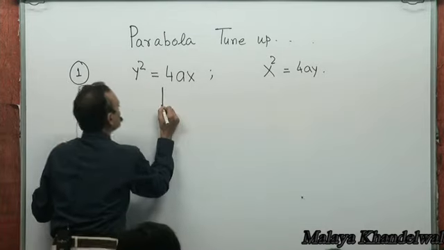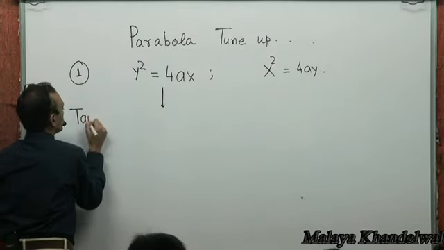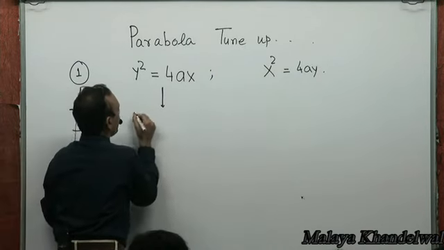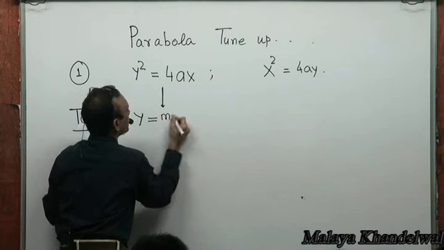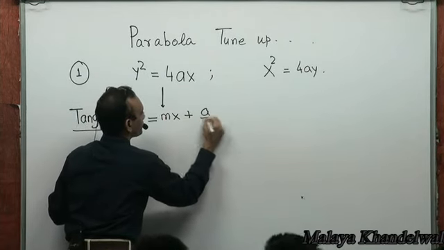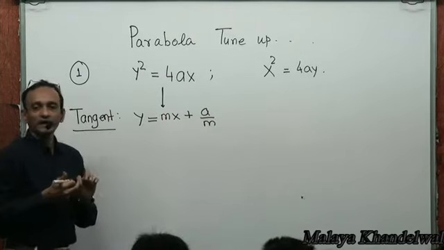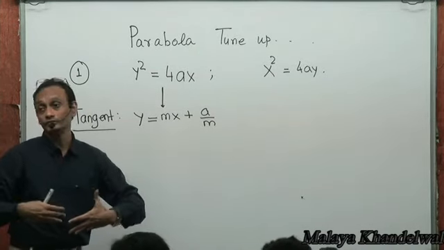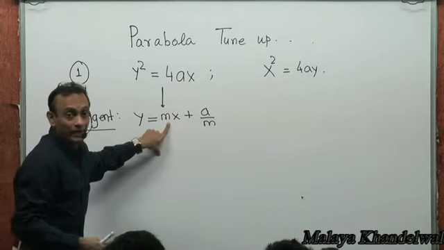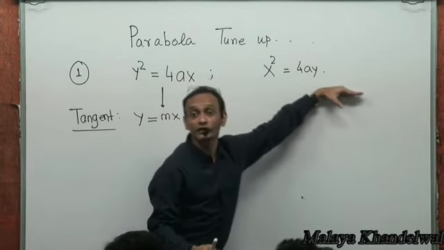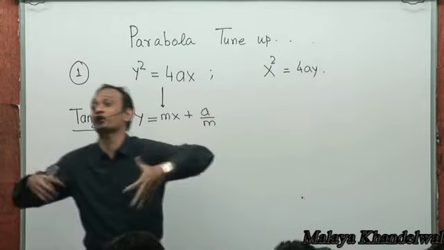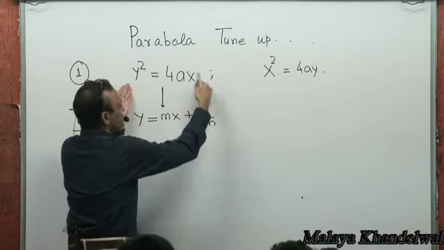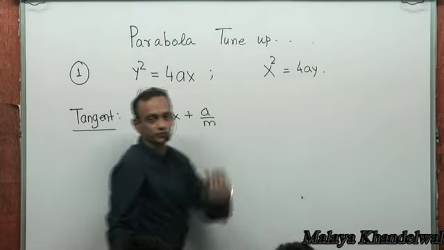Now, any tangent to this parabola would necessarily be of the form y equal to mx plus a by m. Any tangent to this parabola must be of the form y equal to mx plus a by m. Now, for some value of m, this will also become a tangent to this parabola. We are seeking such an m for which this, which is a tangent to this, will also become a tangent to this.